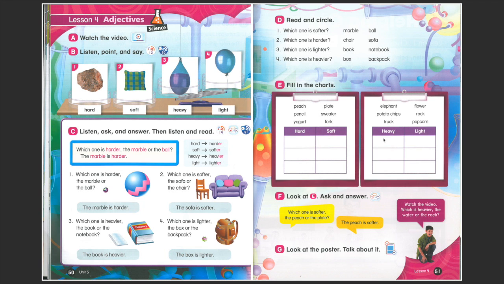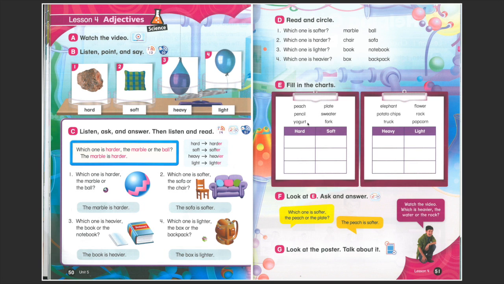Okay, now we're going to fill in the charts, saying if these different objects are hard or soft, heavy or light. For example, let's start with the peach. Remember, we practiced this fruit in the first unit. Yes, the peach, the fruit, is soft. Very good. The pencil? The pencil must be hard so we can write.